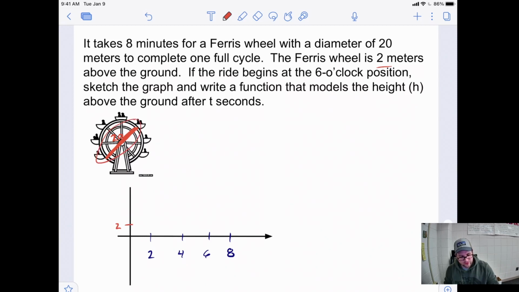And then we do know that we have this 20 meter diameter. So we're going to go up 20 meters from that 2 off the ground. So we'd be at 22. Notice that's not 20 because we're already starting 2 meters off the ground.